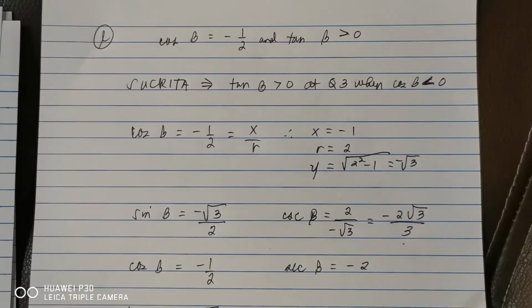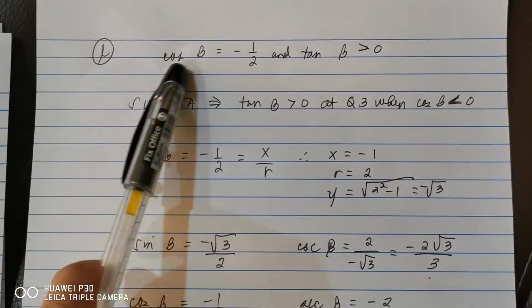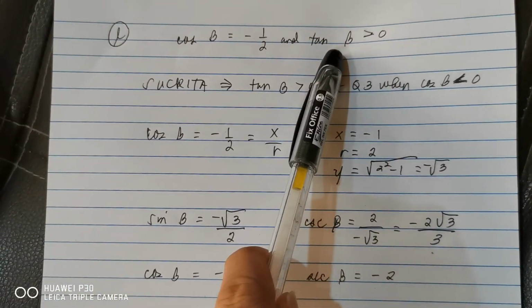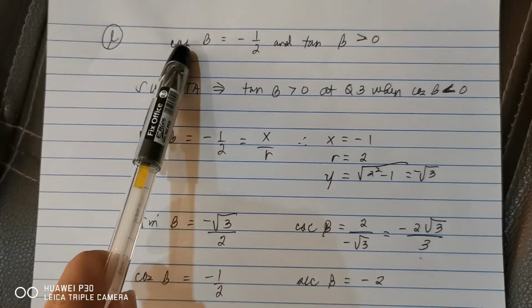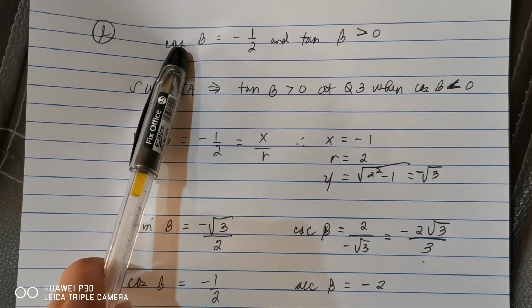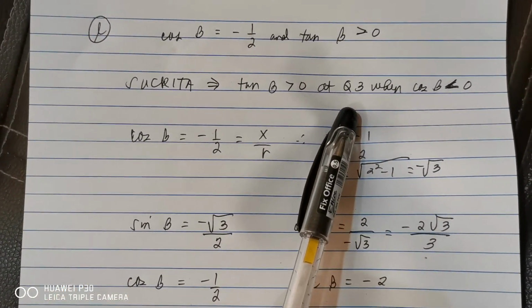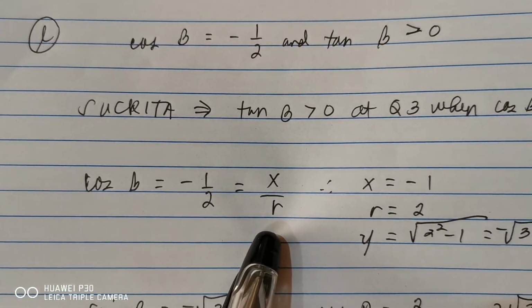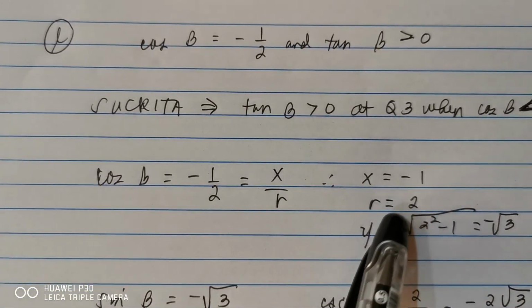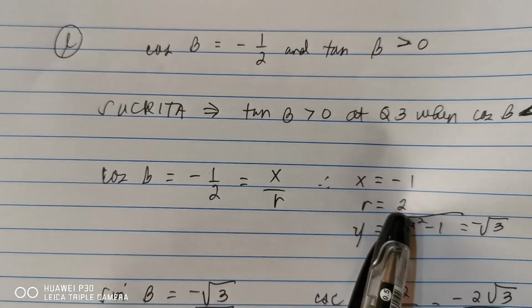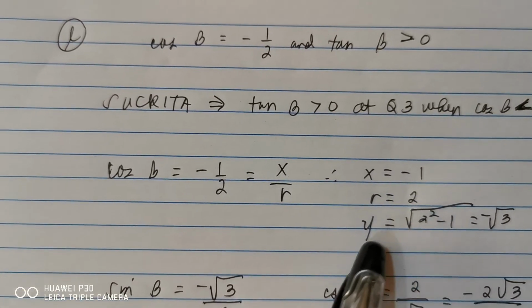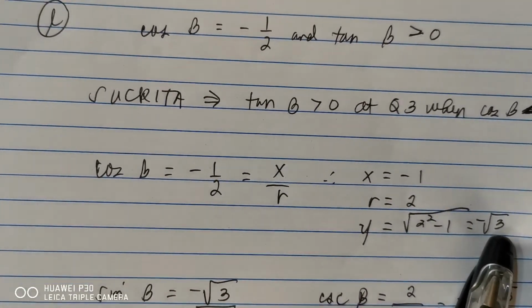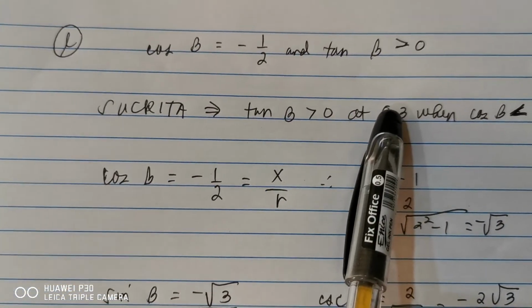And finally, we have the last item. So cosecant beta is equal to negative 1/2 when tangent beta is positive. Again, by sukrita, tangent is positive in 1 and 3 and cosine is negative in 2 and 3. So the common quadrant is 3. So cosine beta is equal to negative 1/2, which is x over r by definition. So x is negative 1 and r is positive because r is always positive. And x is negative in quadrant 3. By the Pythagorean theorem, y is equal to square root of 3 and square root of 3 is negative because we are in quadrant 3.